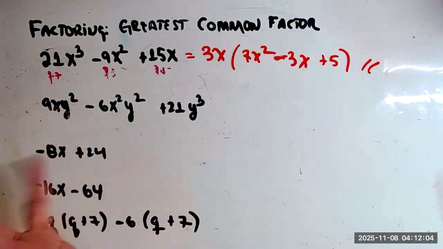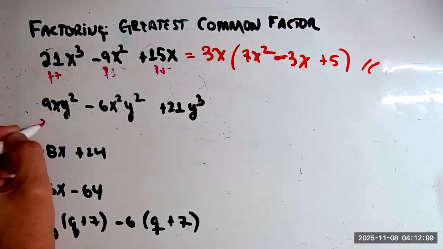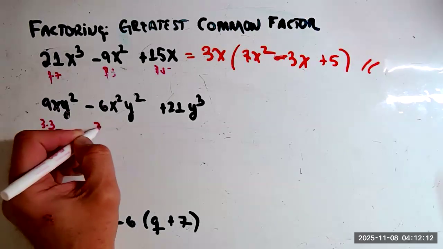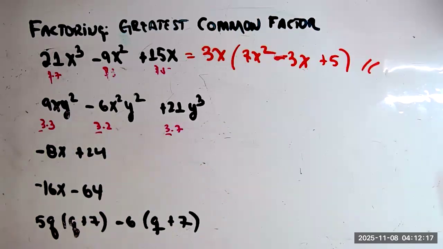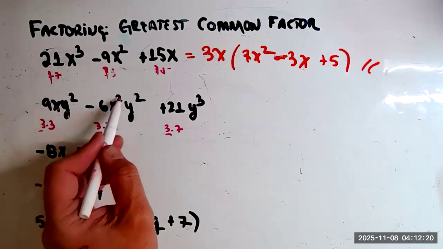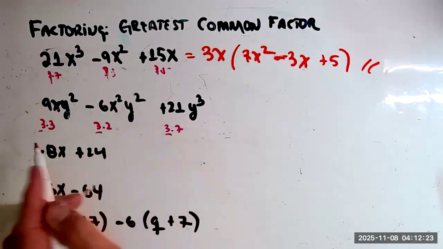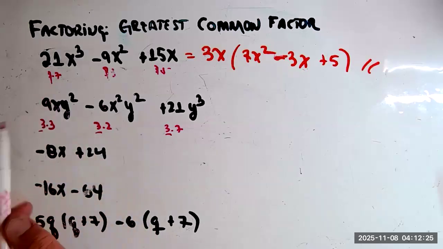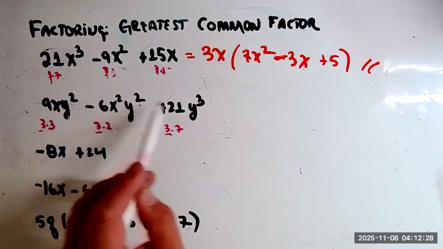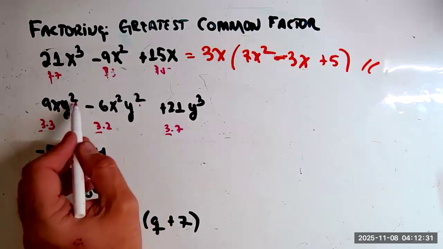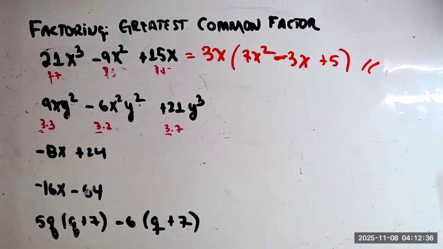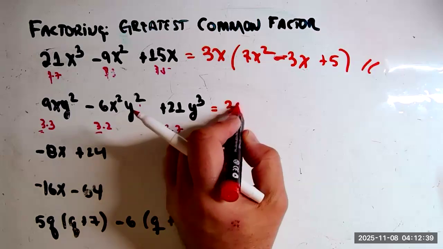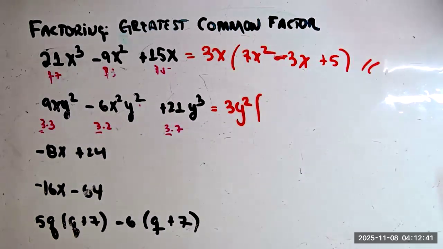In this example, it seems that perhaps 3 is, in terms of the coefficients, 3 times 3, 3 times 2, 3 times 7. So yes, 3 is a common factor. Notice that I have x to the 1, x squared, but I don't have x on the third term. So x is not part of the greatest common factor. However, I have y squared, y to the 3. So we choose the lowest exponent, in this case, y squared. So what is common? The 3y squared.